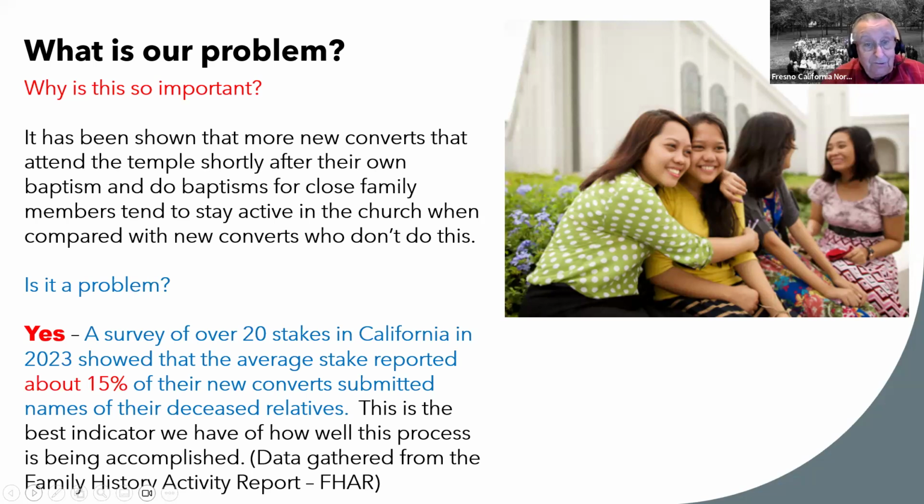Okay, I can survey the 20 stakes here in Central California in a couple of our coordinating councils, and we both average about 15% of our new converts submitting names for their deceased relatives. And this is the best indicator that we actually have, that we can look at and easily see a number. And this comes off of the Family History Activity Report, where it talks about members who submit.